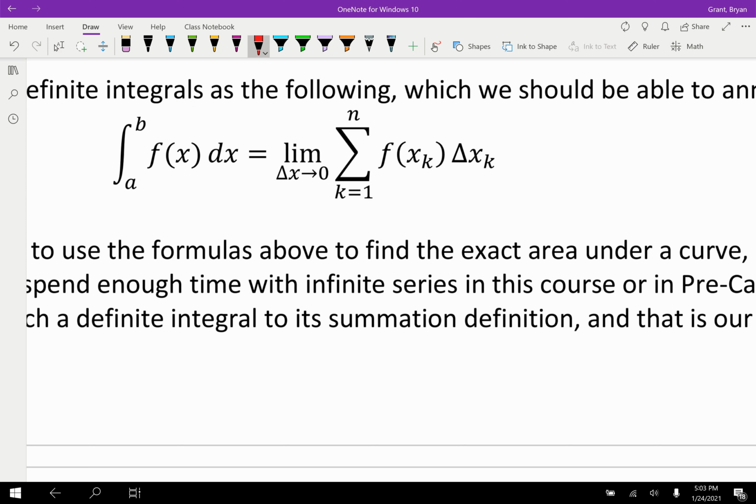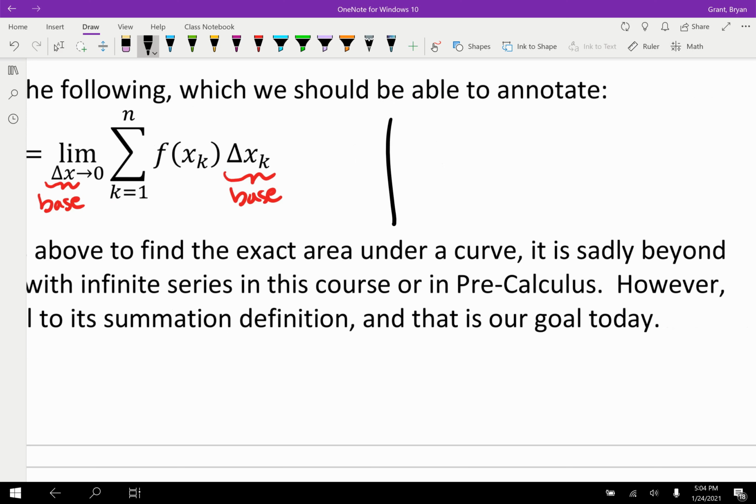Well, what are they doing here? If they bring delta x to 0, that's the base. So they're saying that we want to find base times heights, where the base over here is infinitely small. But if your base is infinitely small, and we need to get from, let's say, 1 to 5 again, but each base is infinitely small, how many bases are there going to be from 1 to 5 if each base is approximately 0? Well, there's going to be an infinite number of bases. So it's just a different way to look at it. Instead of saying make an infinite number of subintervals, they're saying make the base infinitely small.